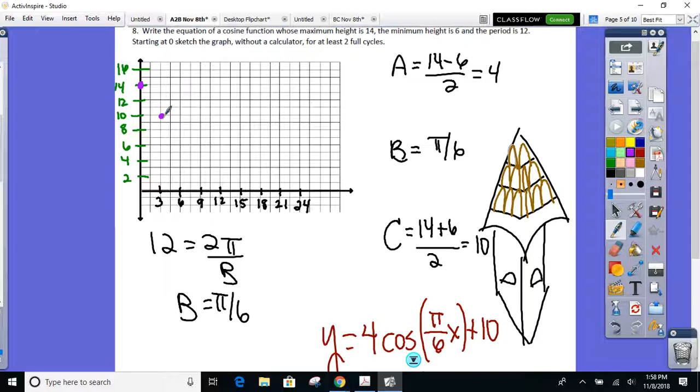Then it goes to its minimum, which we've already been told is 6. So at 6, it'll be 6. Then it goes to where? It goes to 0, but I'm adding 10, so back to 10, and ends at its max. And then I've got to do one more cycle of that.